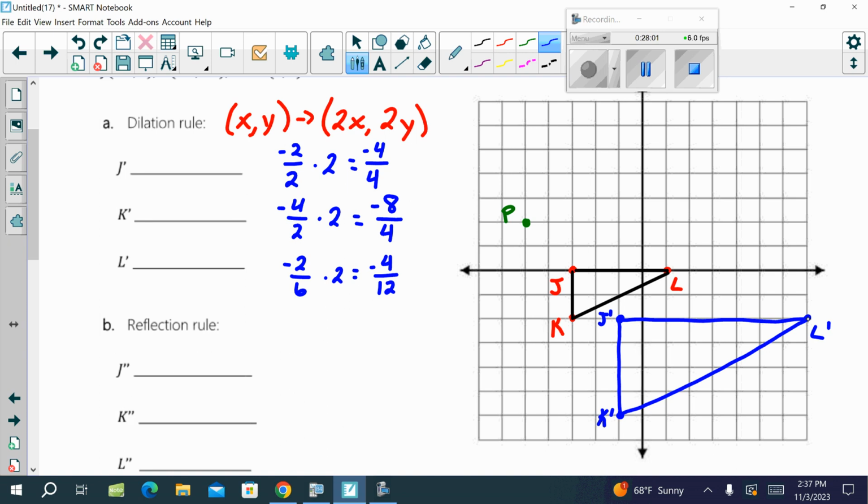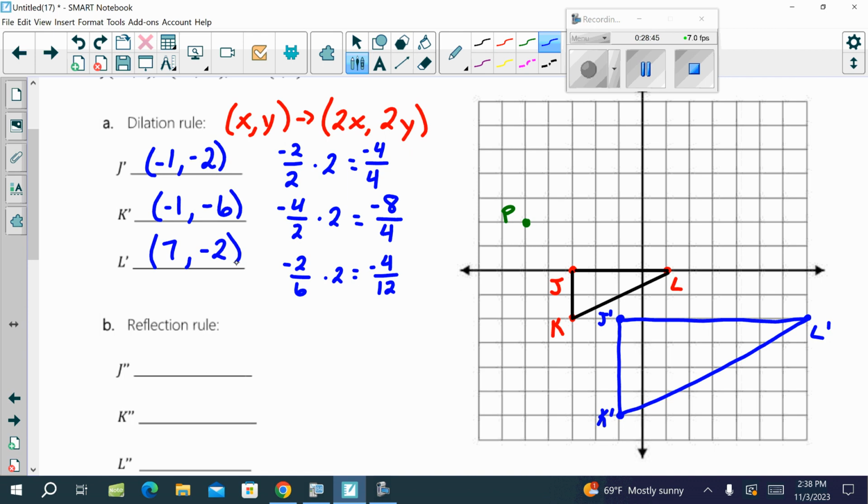Alright. There we go. So, J prime, its ordered pair, negative 1, negative 2. K prime, negative 1, how much is that? 2, 4, 6, negative 6. And then L prime, 2, 4, 6, 7. And down 2. Alright, we got all those points right? Okay.